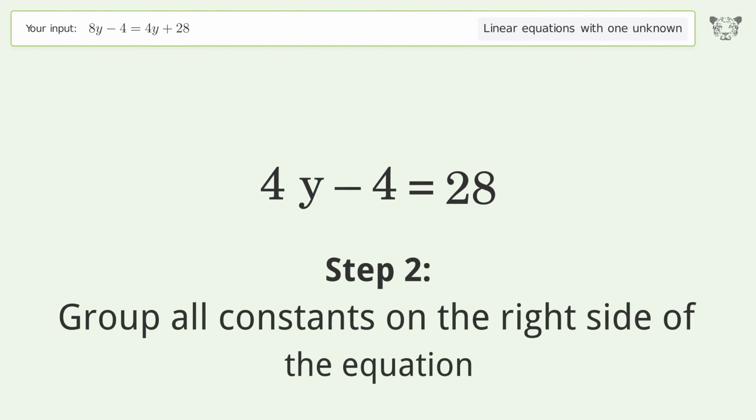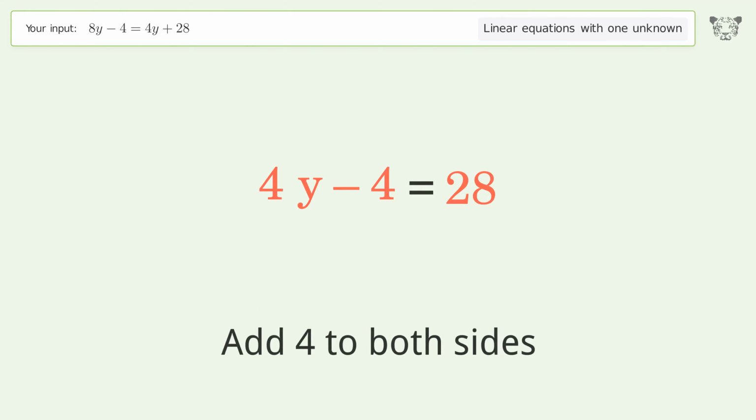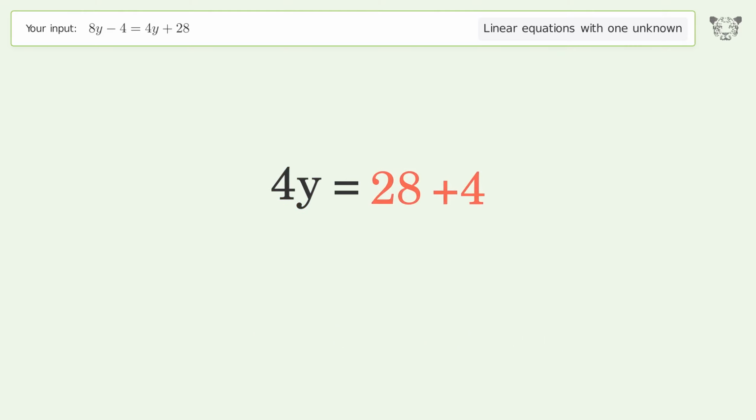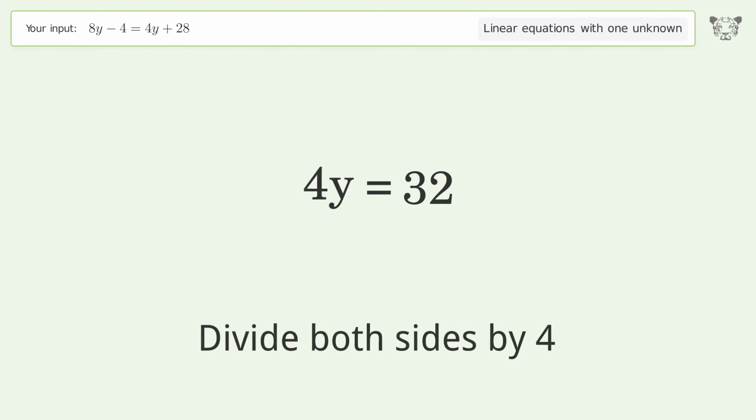Group all constants on the right side of the equation. Add 4 to both sides. Simplify the arithmetic. Isolate the y. Divide both sides by 4.